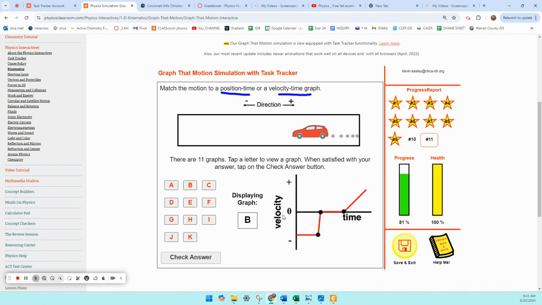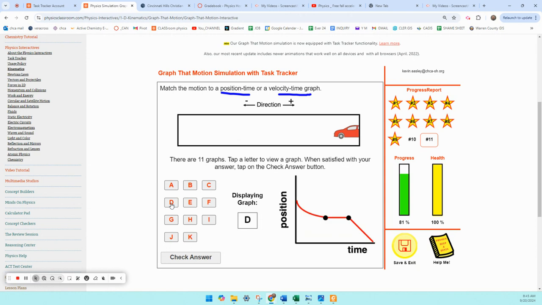Here, we're going at a constant velocity. It's not changing, so we know it's not that one. Here, we're going at a constant velocity again. We know it's not that one. This is in the negative direction. The velocity is negative. Here we are slowing down. We're heading in the negative direction, and we're slowing down, which is the opposite of what we need here.